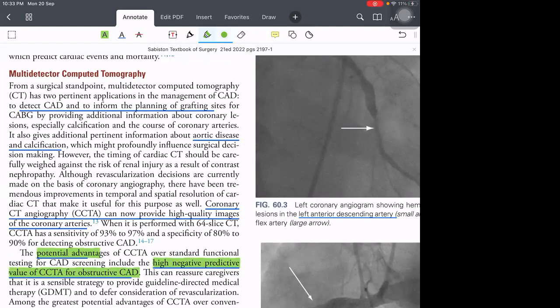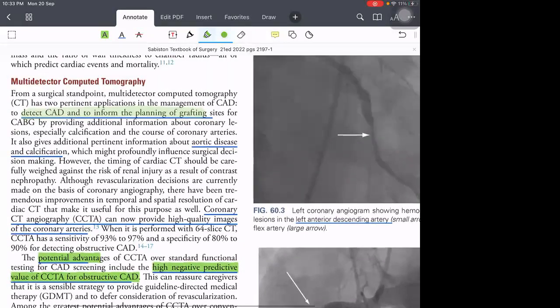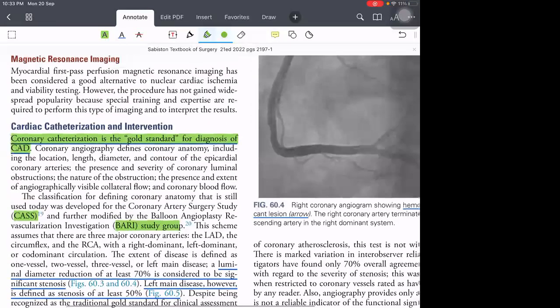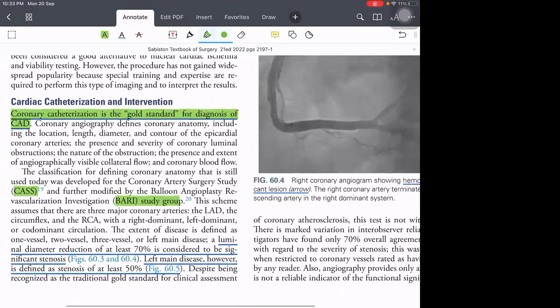What is multi-detector CT in case of coronary artery disease? It is used to detect CAD and to inform planning of grafting. This is very important: CT angiography is very much important before doing any surgery. Coronary CT angiography now provides high quality images of the coronary arteries. The gold standard for diagnosis of CAD is coronary catheterization.